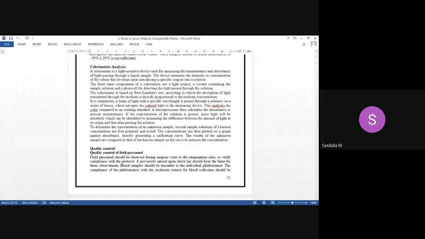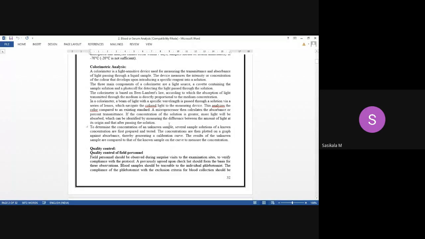And it follows what law? Beer-Lambert's law. What does Beer-Lambert's law say? Absorption is directly proportional to concentration. Based on that concept, we will be proceeding with the analysis of the sample. Okay, here the light will be absorbed. Absorbance is directly proportional to concentration.